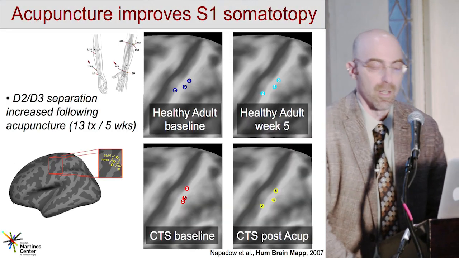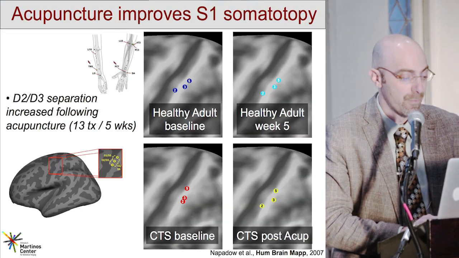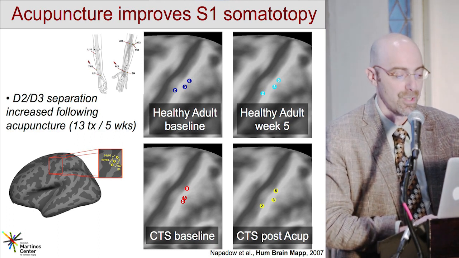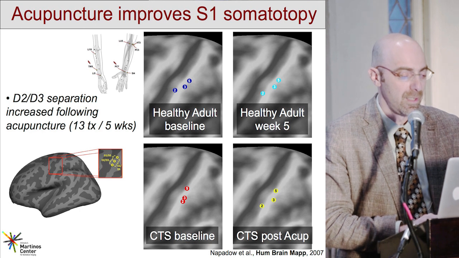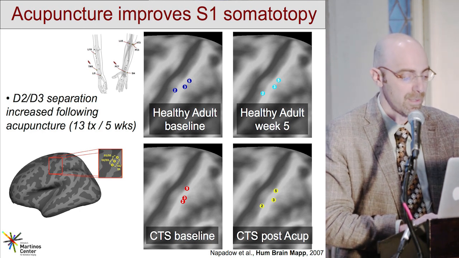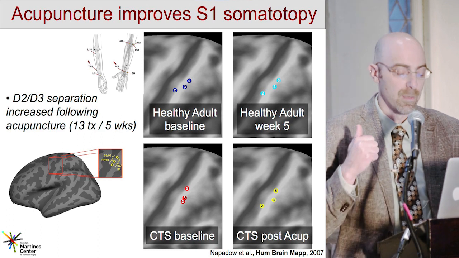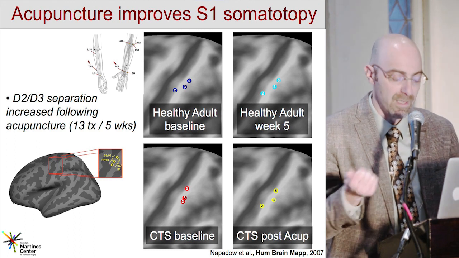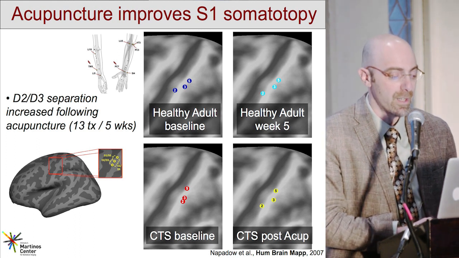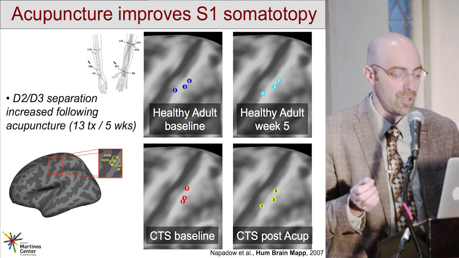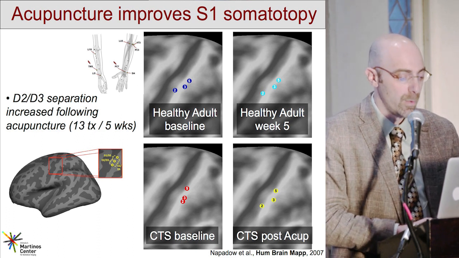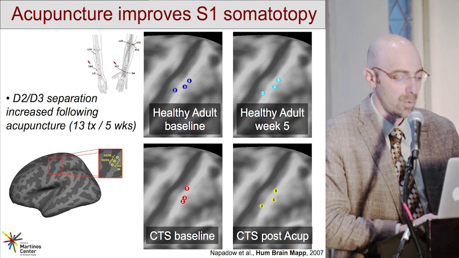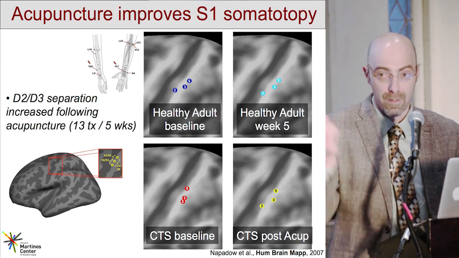So what we found is that after a course of acupuncture therapy, first of all, the healthy adults who did not receive acupuncture, this was just a test-retest comparison, still had very nice separation between the second and the third digit. These are group maps, by the way, over multiple subjects. The CTS patients improved in their pain and paresthesias. They also improved in their nerve conduction velocities or latencies. And there was also a greater separation between the second and the third digit in these subjects. So now we've gone from a pathological condition where there's contracted separation to one where we have much better separation in the second and the third finger in the brain.